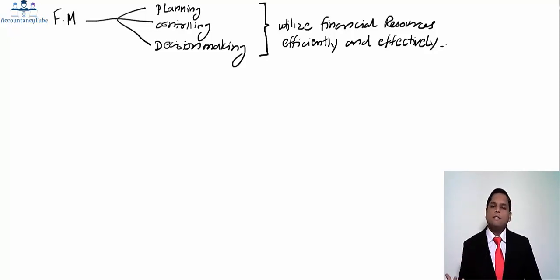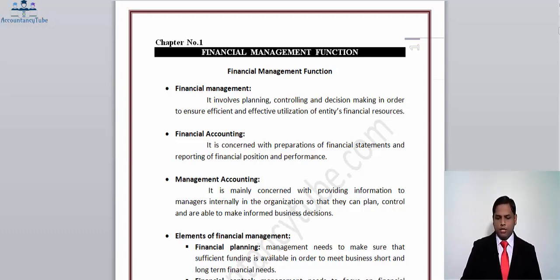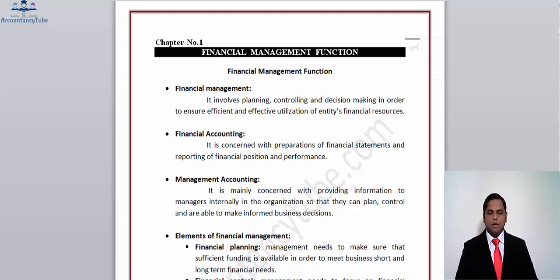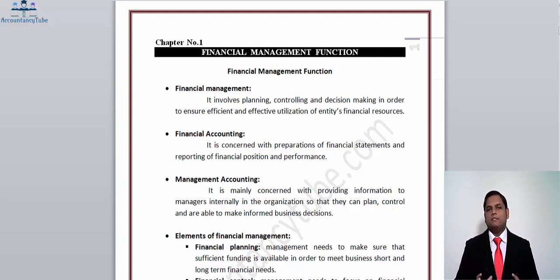Now this could be more understandable if we compare it with the definitions provided in the lecture notes of financial accounting and management accounting. So let's have a look at them. The next definition that comes is of financial accounting. Financial accounting is concerned with preparation of financial statements and reporting of financial position and performance. It's simply a recording exercise using the accountancy system. We start with the recording area, that's from sales day book to summarizing ledgers and then eventually preparing the financial statements. So financial accounting is mainly concerned with the recording, summarizing, and preparation of financial data. It has nothing to do with the management of finances or management of financial resources. The scope of these two fields is quite different.